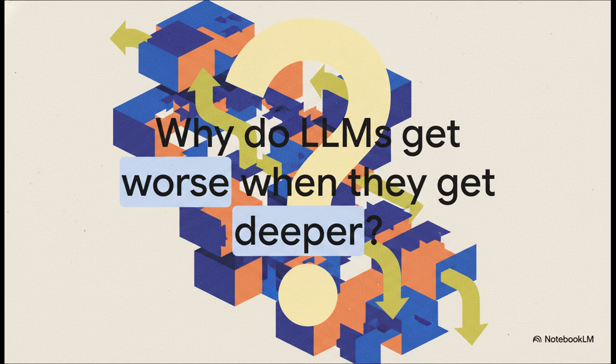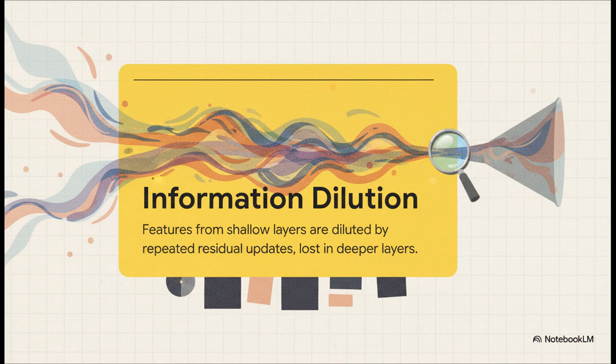Scaling width or adding data? That's straightforward. But scaling depth? That throws a massive wrench in the gears. And here is why. It's a phenomenon called information dilution. Basically, as data passes through layer after layer of the neural network, the informative features that were formed early on in the shallow layers are gradually washed out.